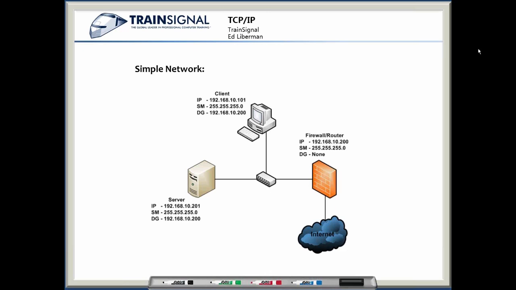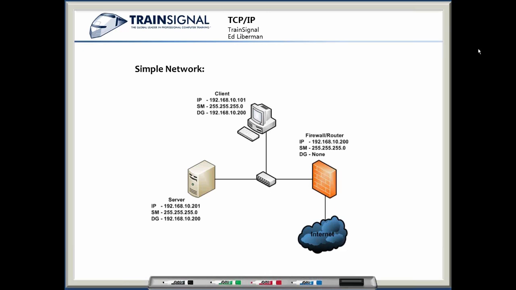And I just want to show you that the server has an IP address of 192.168.10.201 with a subnet mask of 255.255.255.0, which means it's on the 192.168.10 network. And the client has an IP address of 192.168.10.101 with the same subnet mask, which means, again, it's on the 192.168.10 network. So both those computers are on the same network, but the client has an identifier of 101, and the server has an identifier of 201.